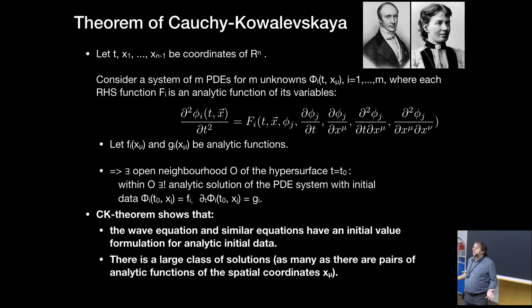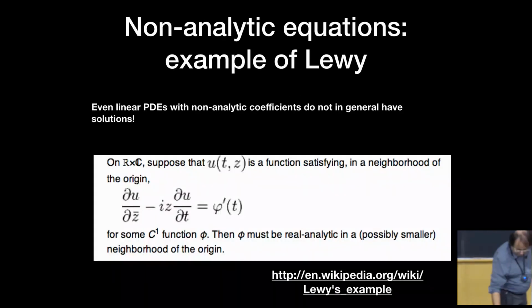Okay, so very nice. It gives me everything that I need. So this shows that the wave equation and also a wide class of similar equations have an initial value formulation for analytic initial data. Okay, a very wide class of functions. And then there's a large class of these solutions, basically as many as there are pairs of these analytic functions, f and g. Okay, so that looks like we're done. This looks very great.